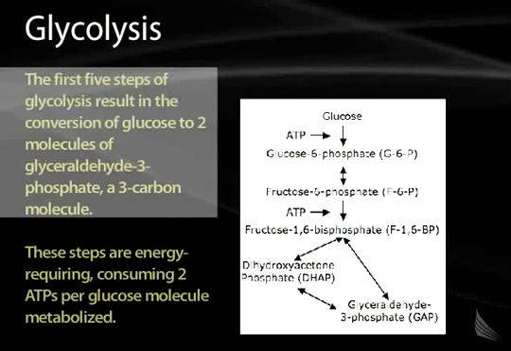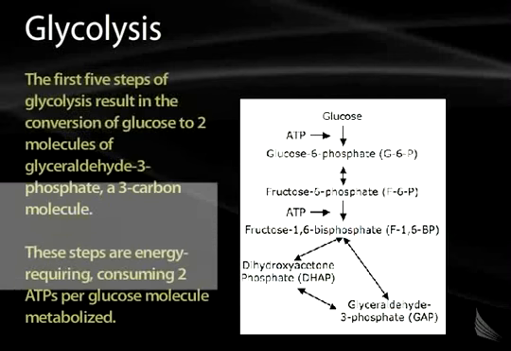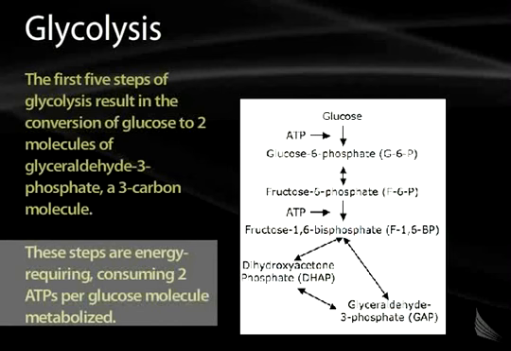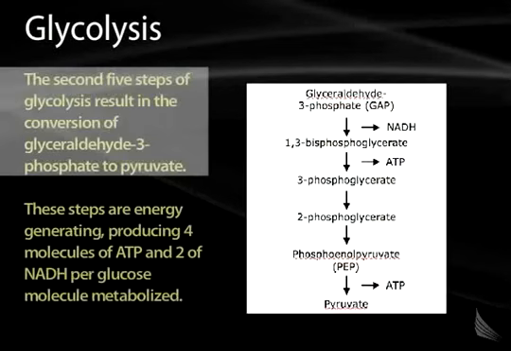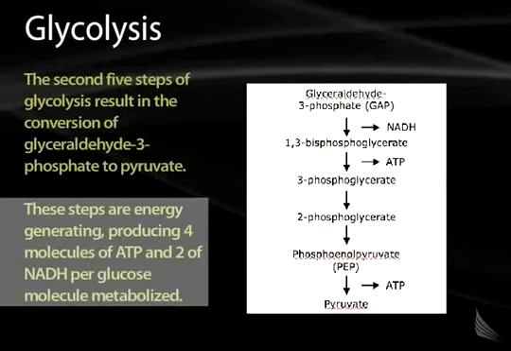The first step we've already talked about, the conversion of glucose to glucose 6-phosphate. Now, in these 5 steps, it takes some energy. It consumes 2 ATPs per glucose molecule to get from glucose to 2 molecules of glyceraldehyde 3-phosphate. The second 5 steps of glycolysis result in the conversion of these glyceraldehyde 3-phosphate molecules to pyruvate. Now, these steps are energy generating. They produce 4 molecules of ATP and 2 molecules of NADH per glucose molecule that's metabolized.